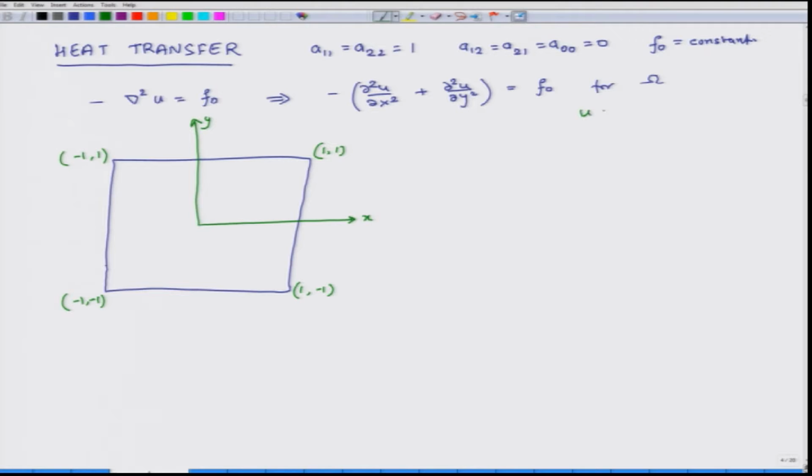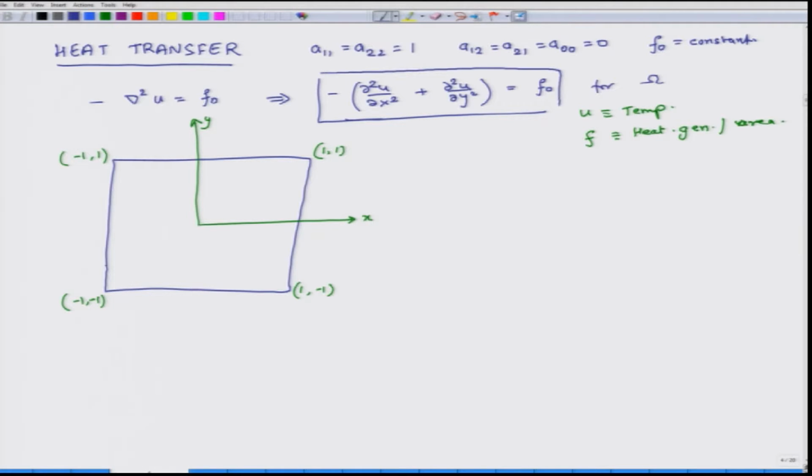Here u represents temperature and F represents heat generated per unit area. This differential equation is valid at all the points, at any point in the domain. It is not valid on the edge, on the boundary. Also, we have to know the boundary conditions of the problem, otherwise we cannot solve the problem.